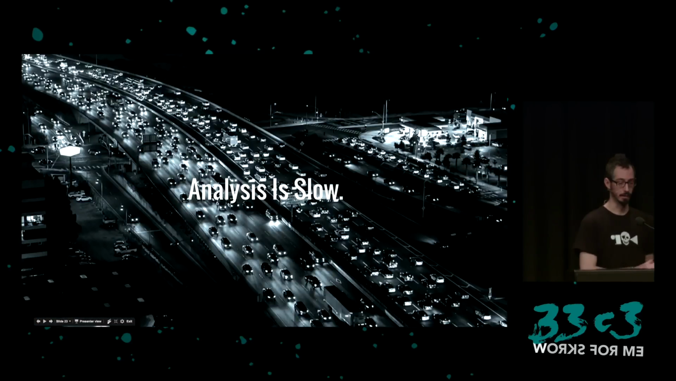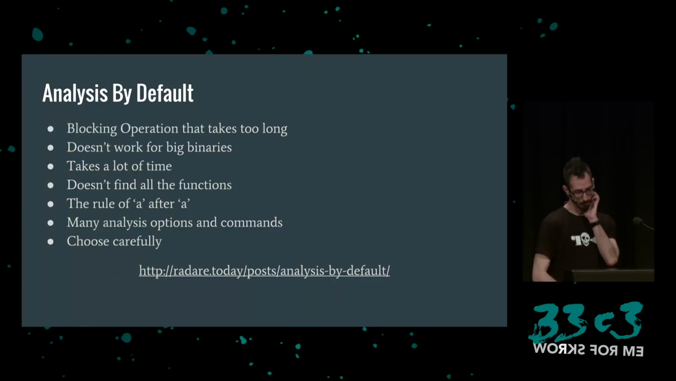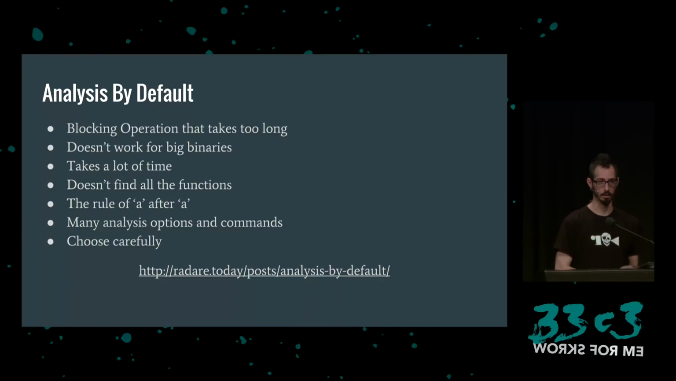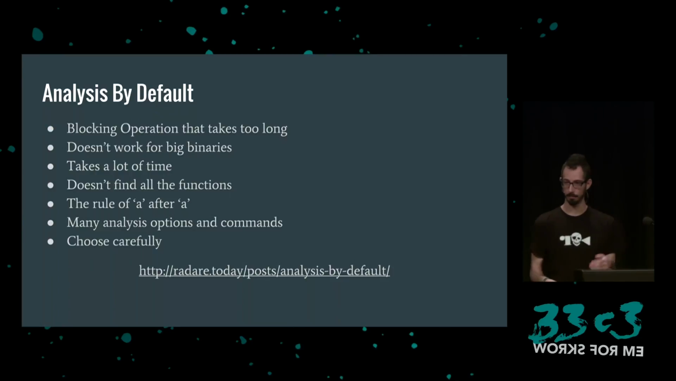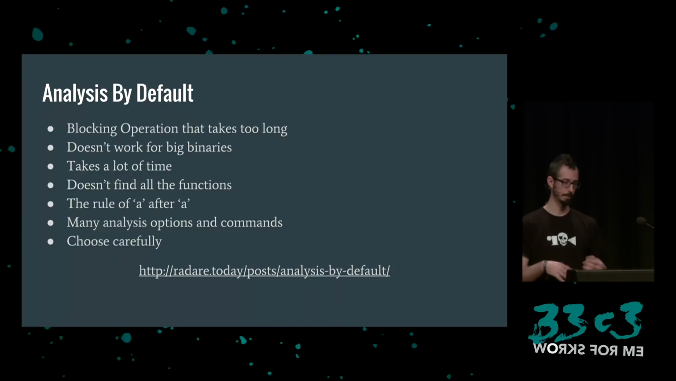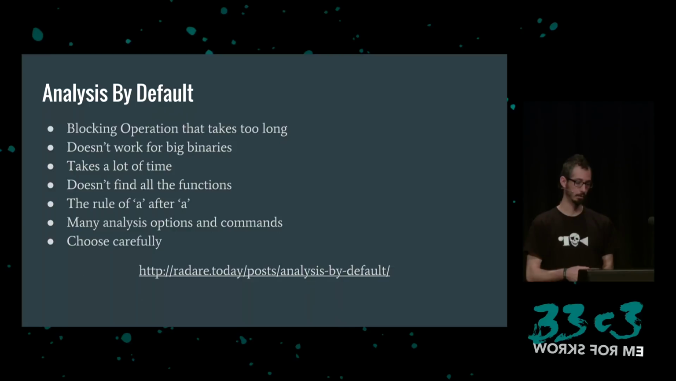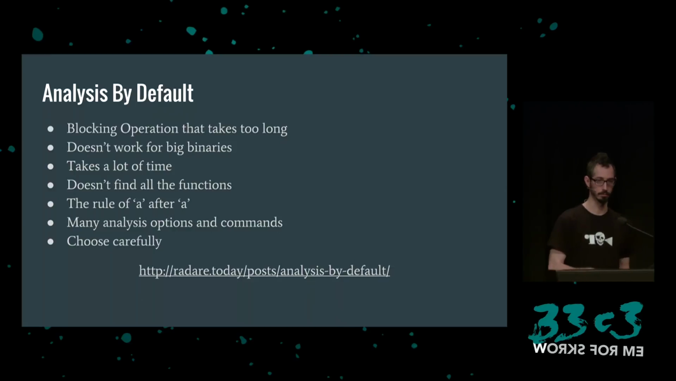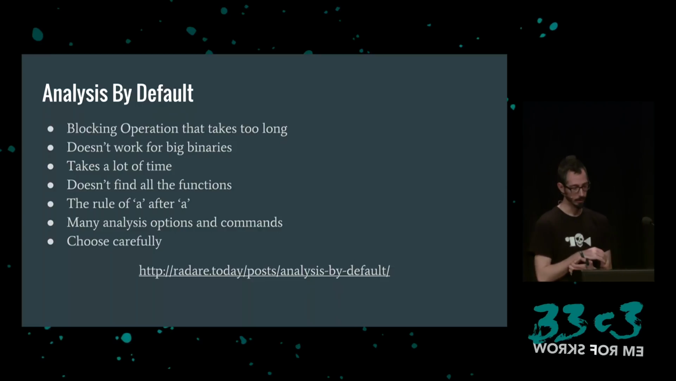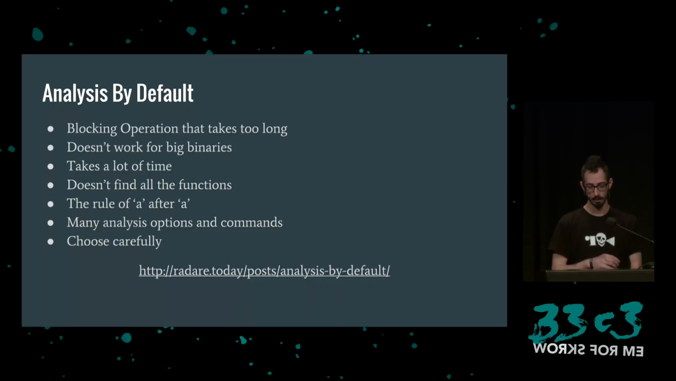Another complaint is that analysis is slow. It's true that analysis is a really slow operation. It's blocking, mainly because it takes some time, and you need to grab all the information before doing anything useful. You can do this analysis in background, but it will still take a lot of time. And doing it in background means that you have to put a lot of mutex on the logic of the analysis, so it will slow down a little bit. And it doesn't work really well for big binaries, mainly because it takes a lot of memory and CPU time.